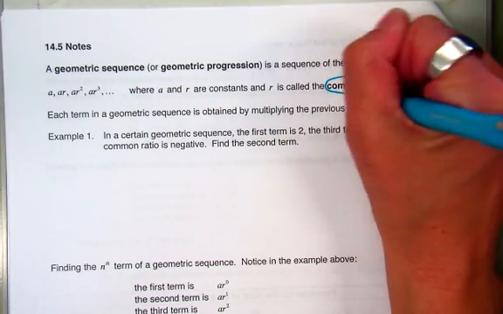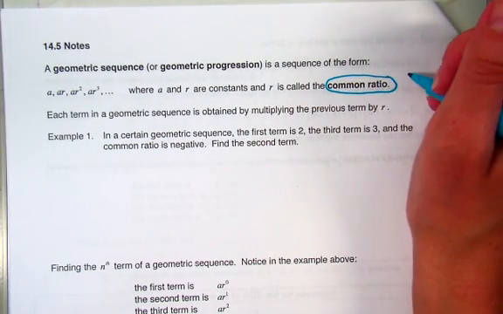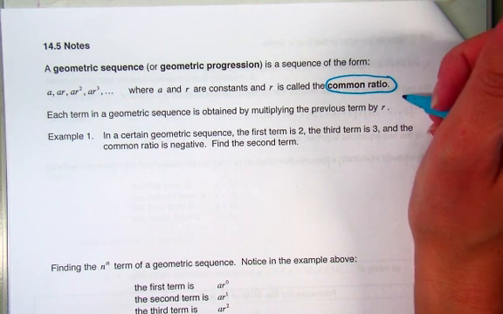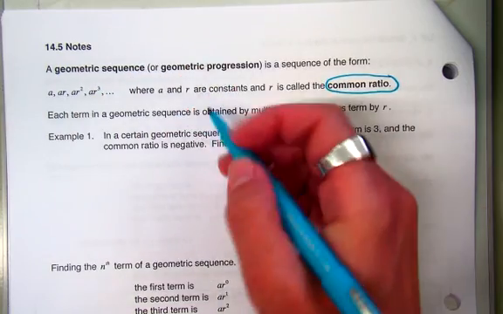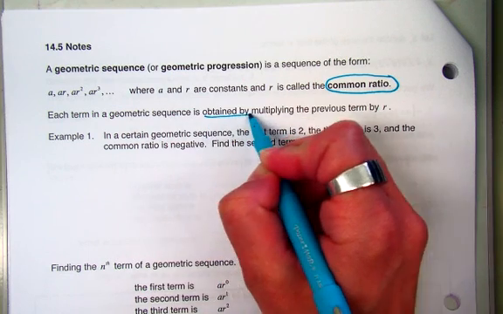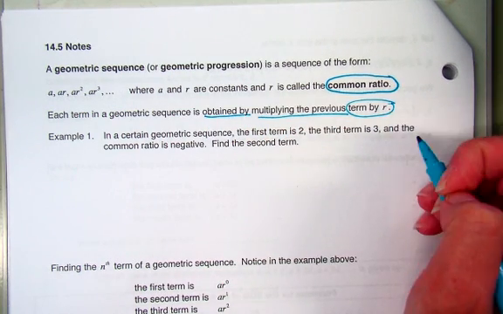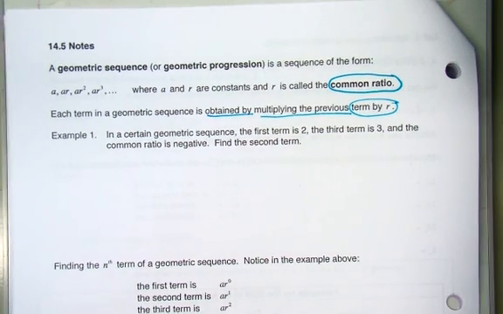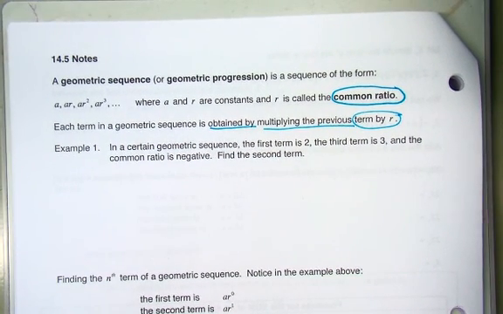So whereas the arithmetic one was ones where you were adding a certain common difference each time, this time now you're multiplying by a common ratio each time. So each term in a geometric sequence is obtained by multiplying the previous term by r. Okay, let's look at example 1 here. Again, so geometric, you're always multiplying by that same number each time.